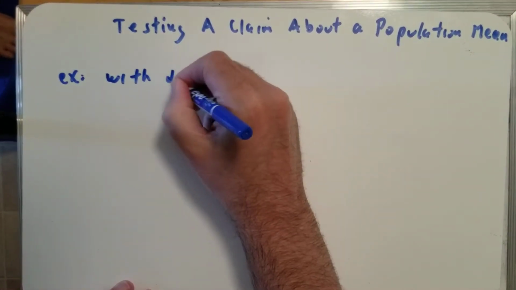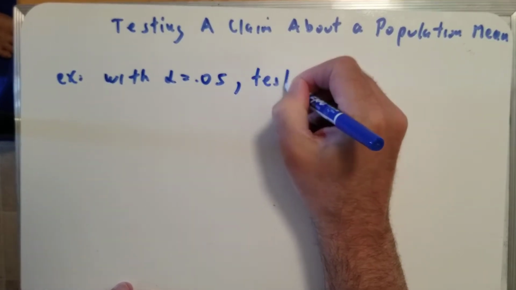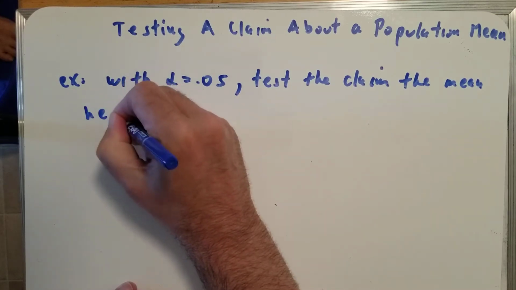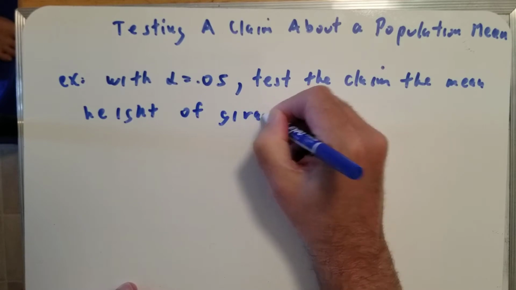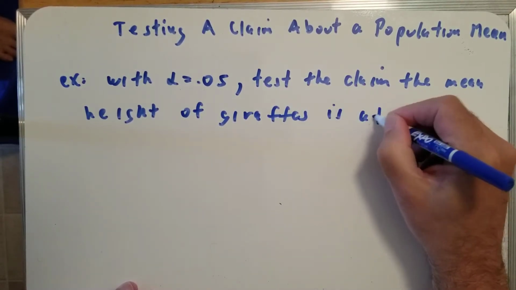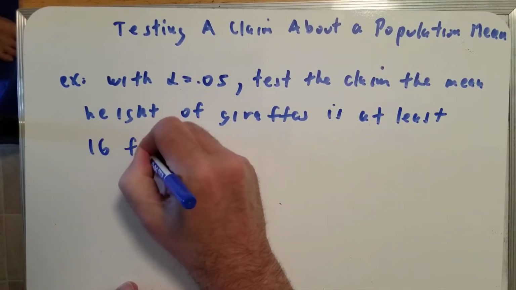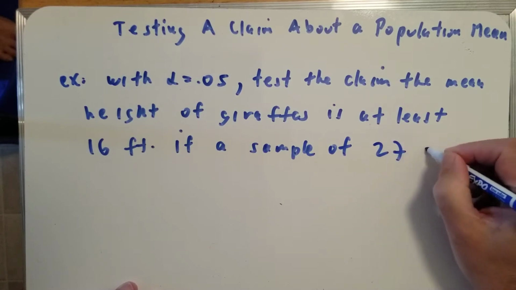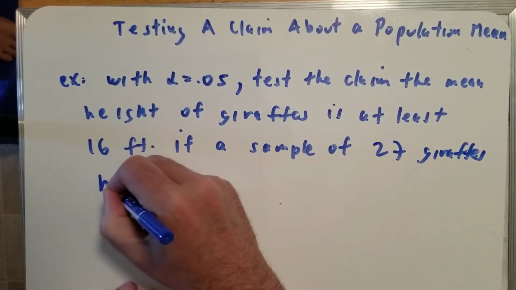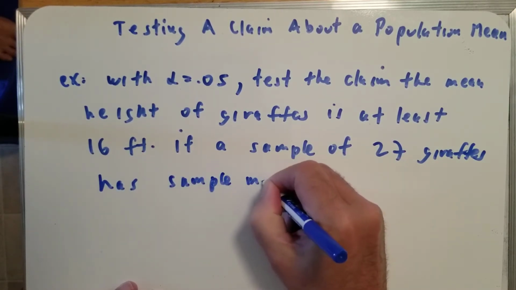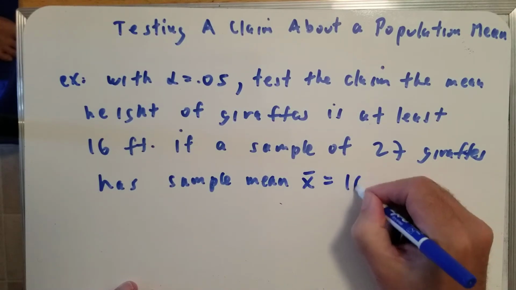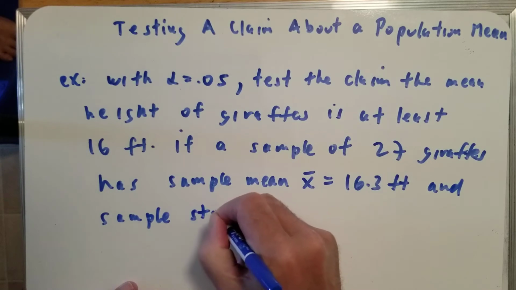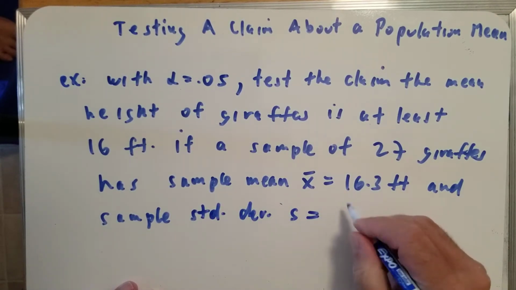With alpha, the significance of the test, equal to 0.05, test the claim the mean height of giraffes is at least 16 feet, if a sample of 27 giraffes has sample mean x bar equal to 16.3 feet and sample standard deviation S equal to 1.4 feet.